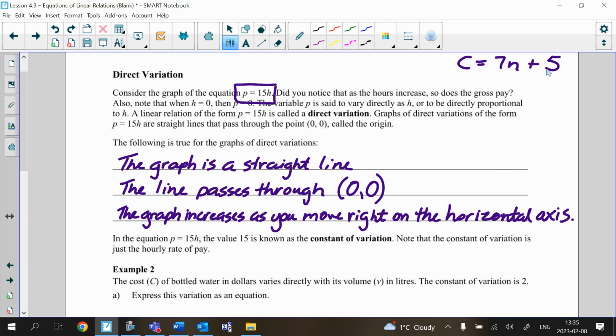And we give that number a certain name. We call it the constant of variation. It's the number that we're multiplying the independent variable by. So here, this would be the dependent variable because the cost depends on n, or C depends on n. The constant of variation would just be 7. It's the number in front of the variable on the right. Here, the constant of variation would be 15. Okay, that's it.